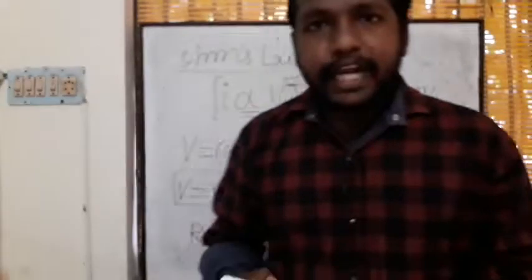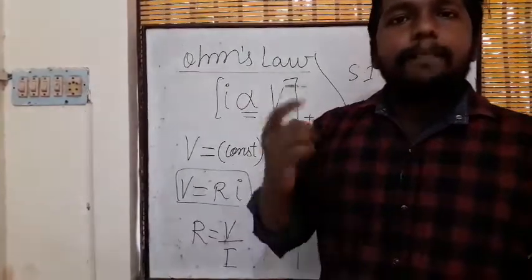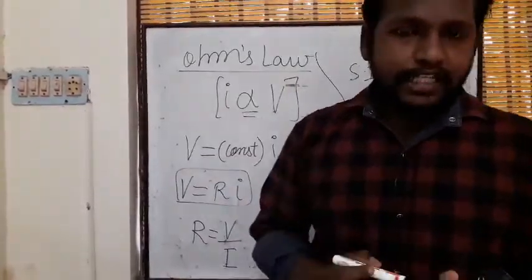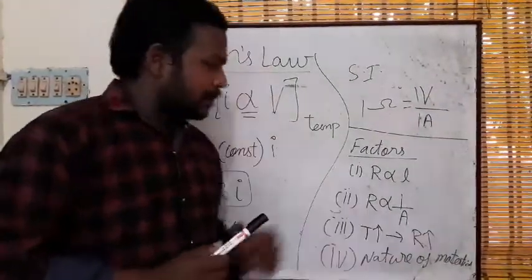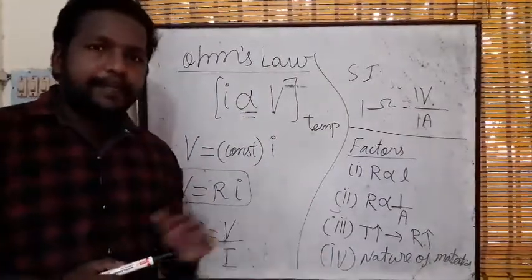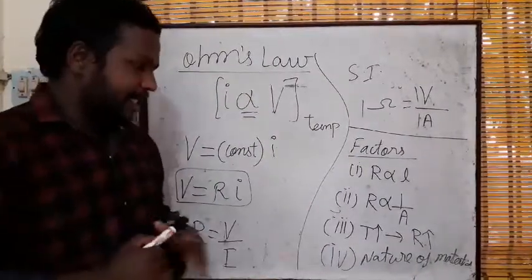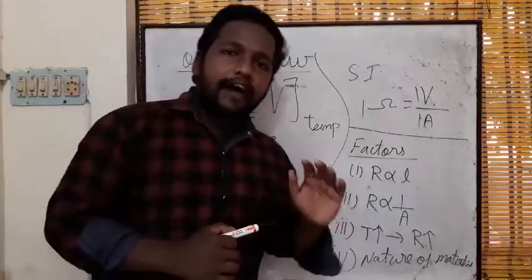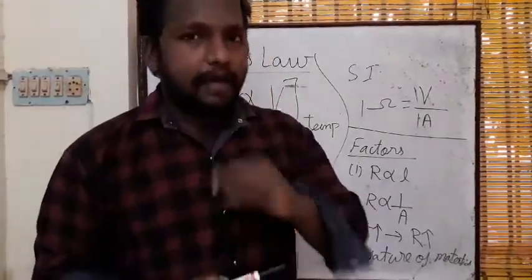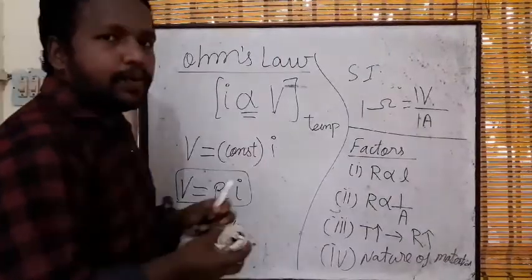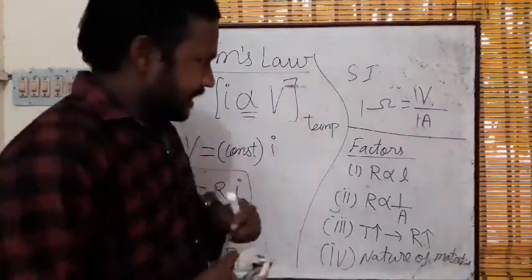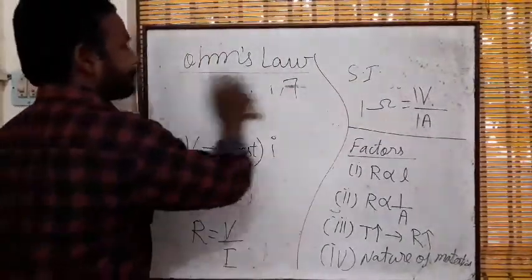A good conductor has less resistance, a bad conductor has more resistance. These are the 4 factors. Length is directly proportional, area is inversely proportional, temperature is also somewhat directly proportional. If temperature increases, the resistance will increase. Nature: a good conductor has less resistance, a bad conductor has more resistance. I'm going to explain again with the circuit how the resistance behaves.